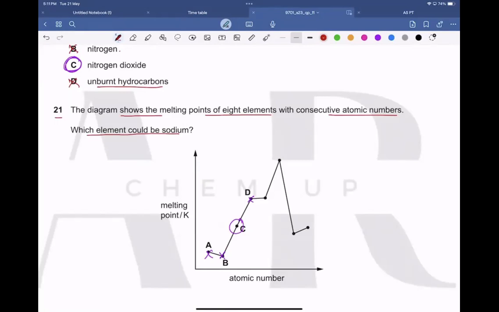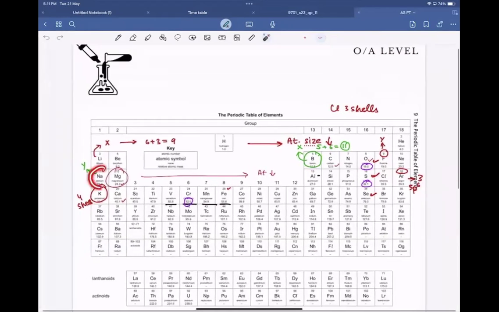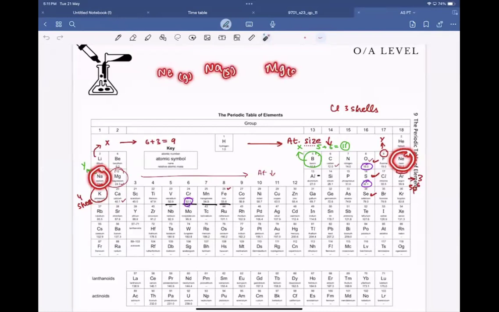Okay, so if you see, they ask you in this question which is sodium. So they have given you A, B, C, and D. If you look at the periodic table, this is sodium, and before sodium there is a neon. Neon is a gas, right? So it means that if neon is a gas and sodium is a solid, and after sodium we have a magnesium, it means that magnesium has a higher melting point than sodium. Neon has a lower melting point than sodium, and sodium has the melting point between these two.